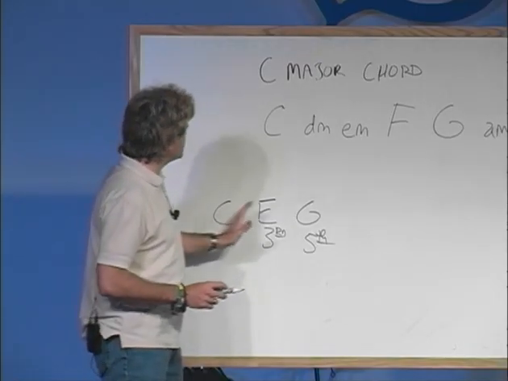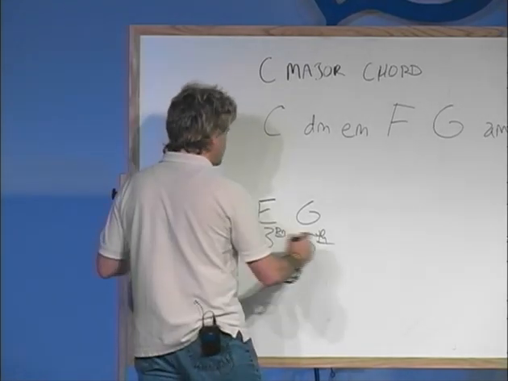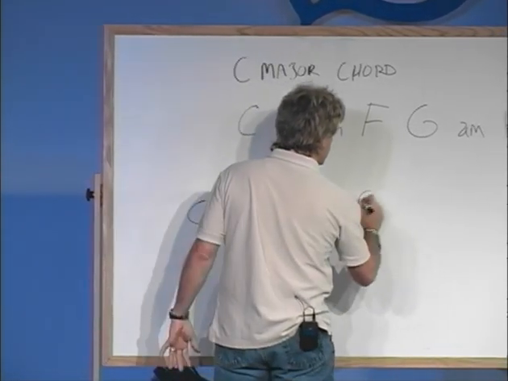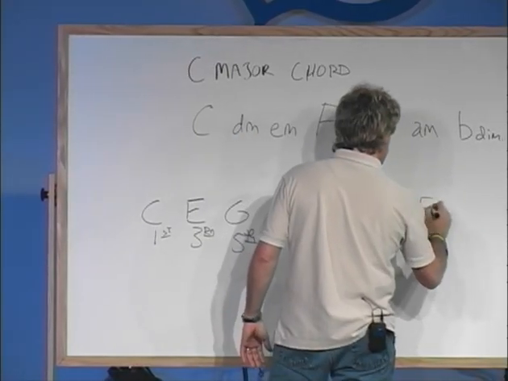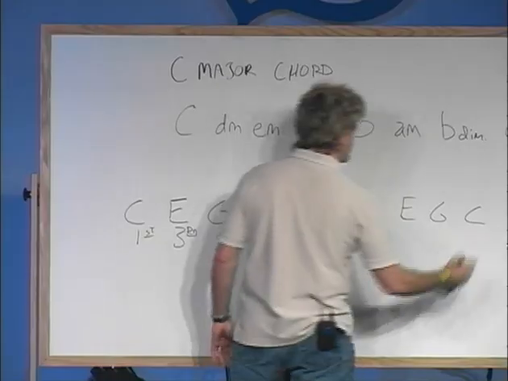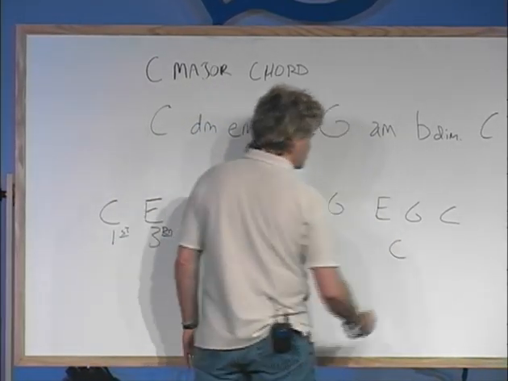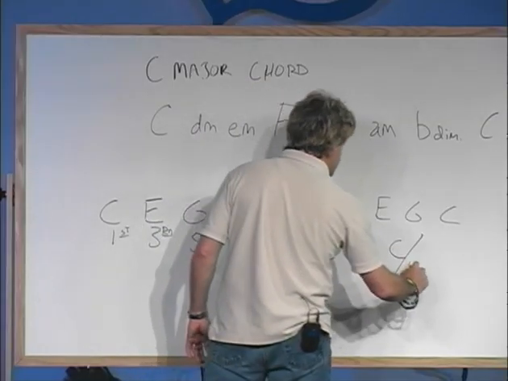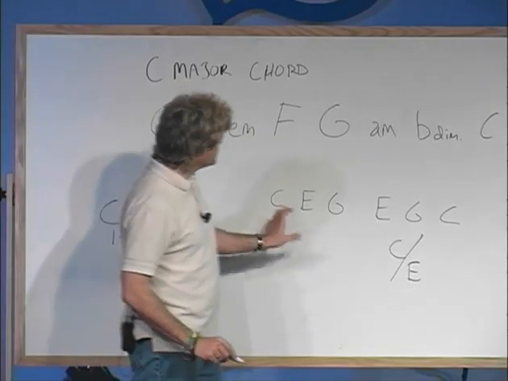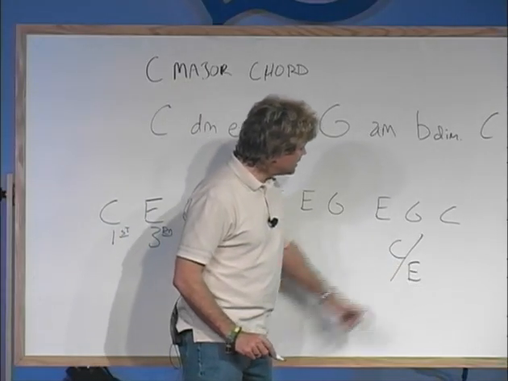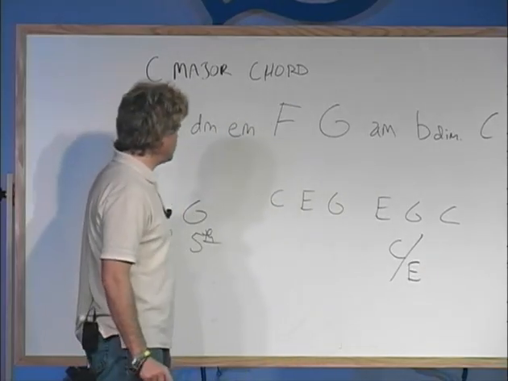But what happens if an E is the bottom note? Let's say instead of C, E, G, it goes E, G, C. How would you note that? Well, simply like this, using a fraction. You may have seen this used before. C with an E in the bass is what that means. The C major chord with an E in the bass.